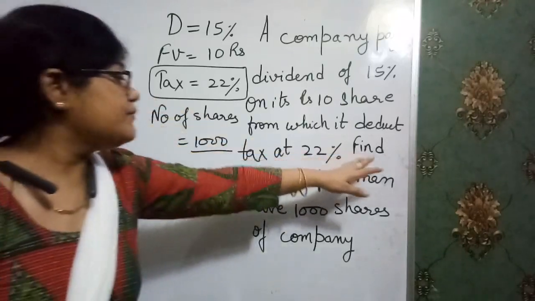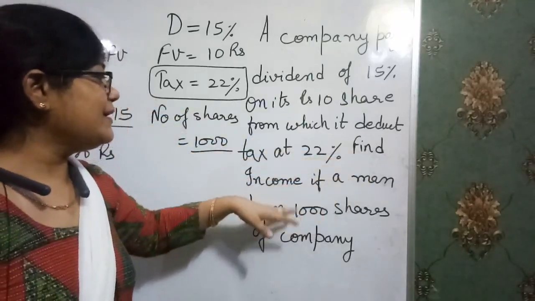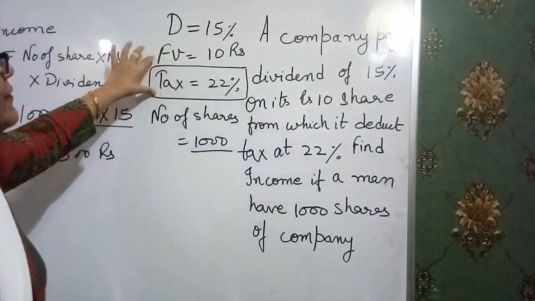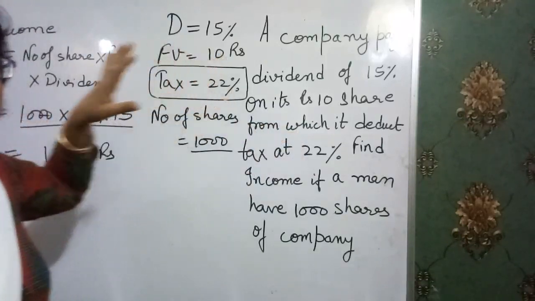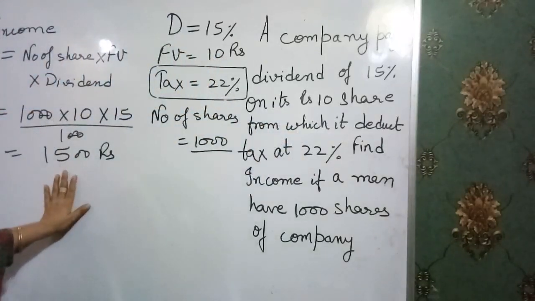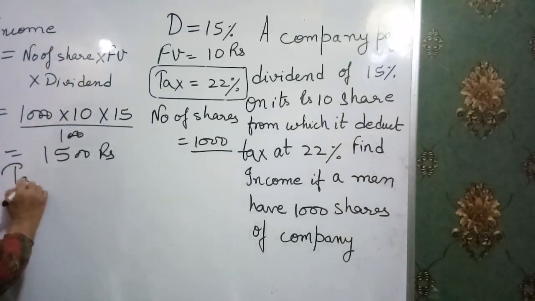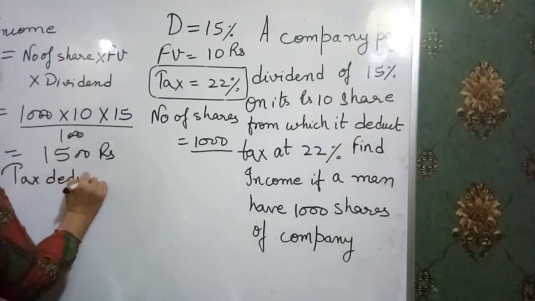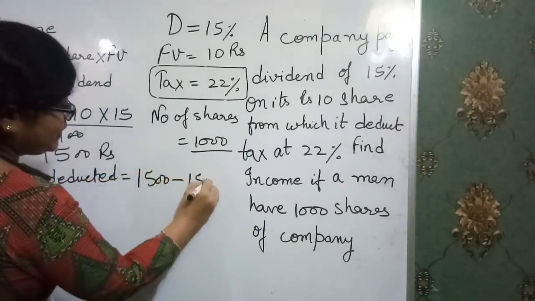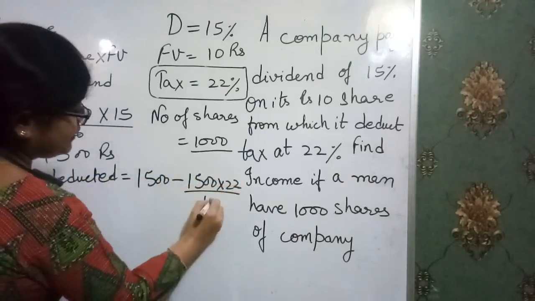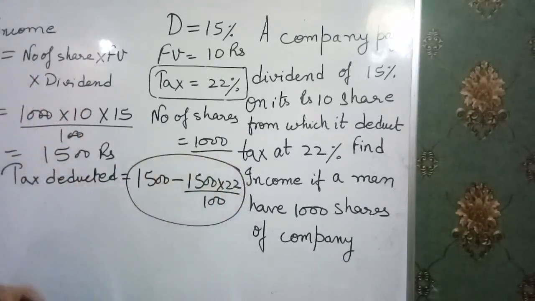Now we have to find the income after deducting the tax of 22%. So the 22% tax is cut from rupees 1500. Tax deducted is equal to 1500 minus 1500 into 22 over 100. You have to calculate this. Clear? You just subtract the 22% of 1500.